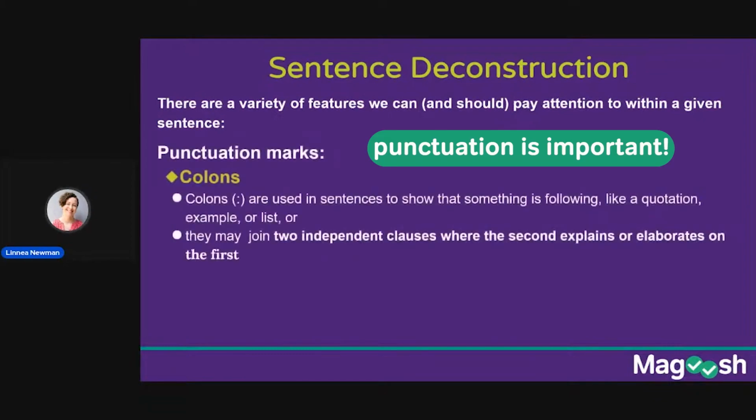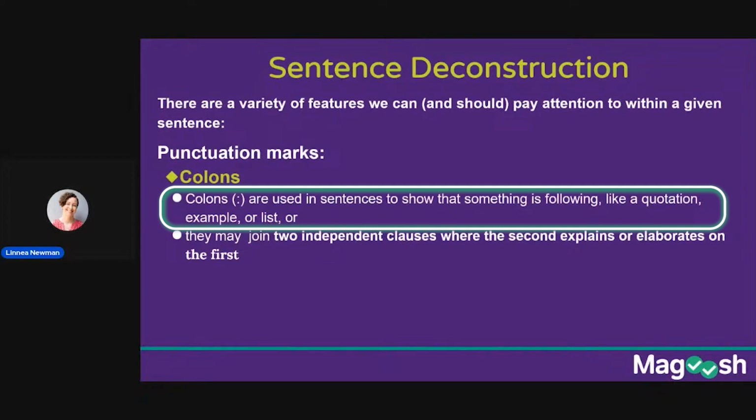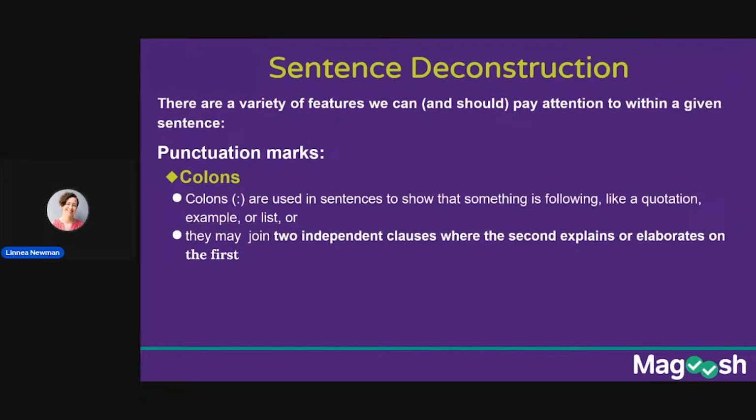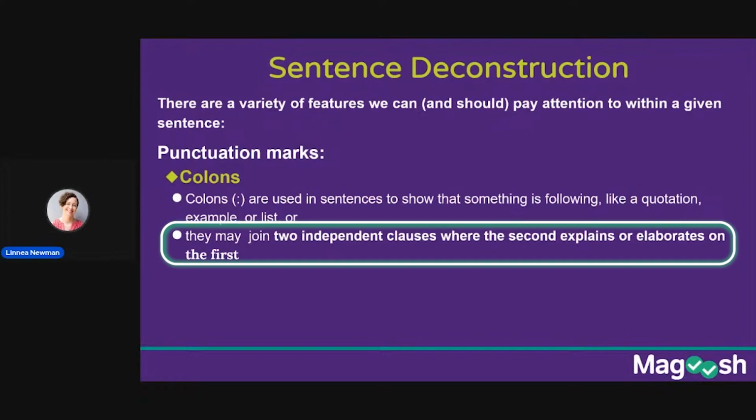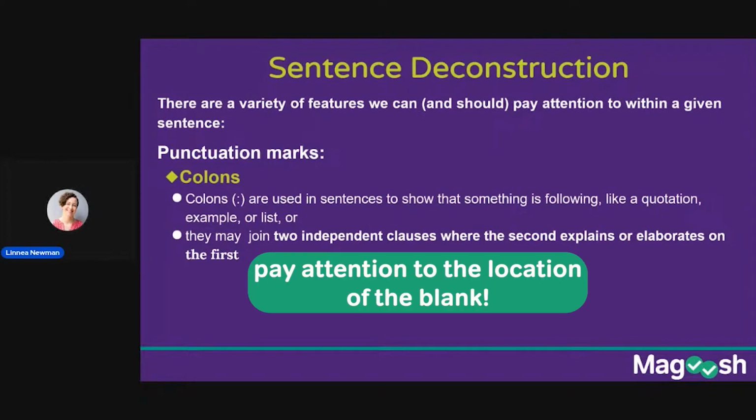Oftentimes, punctuation is huge. Colons. Colons are used in sentences to show that something is following, like a quotation, example, or a list. So when you see a colon in a text completion, especially if you see a blank following a colon, well then what comes before the colon is describing the blank, and that is hugely helpful. Colons may join two independent clauses where the second explains or elaborates on the first, but the fact is you're getting more detail when you see a colon, and depending on where the blank is, that punctuation can be really helpful.